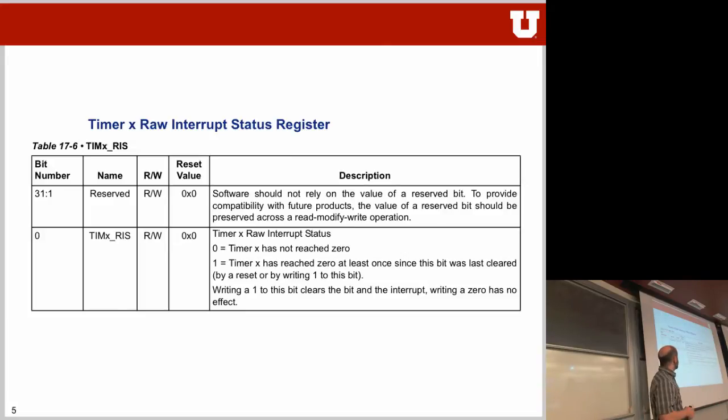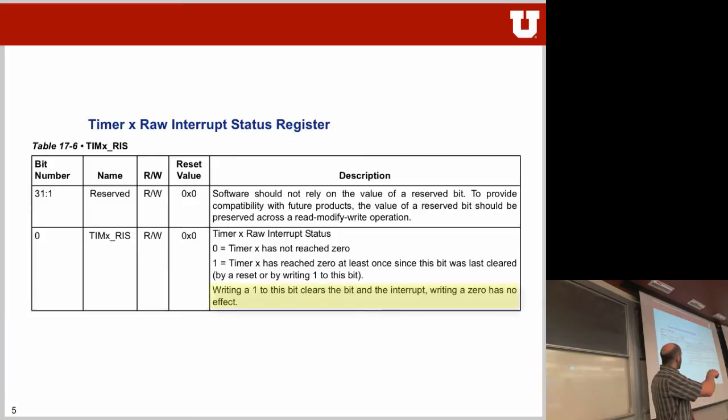Now we have this RIS register. All the bits 31 through 1 are reserved. Please don't use them. We don't exactly know what's happening. Most likely 0, but not entirely sure. And then we have the RIS bit itself. So we have timer X raw interrupt status. If it's a 0, timer X has not reached 0, so the interrupt has not happened for this timer yet. If it's 1, timer X has reached 0 at least once since this bit was last cleared. So the interrupt has been set for this particular peripheral.